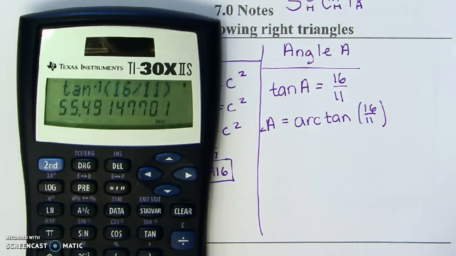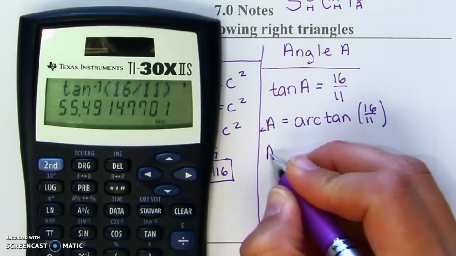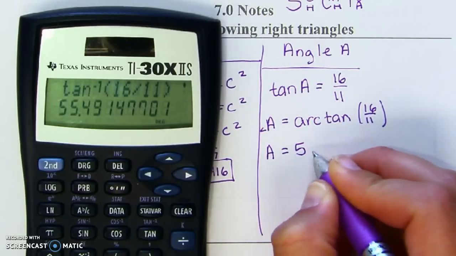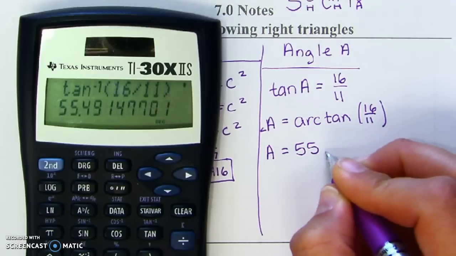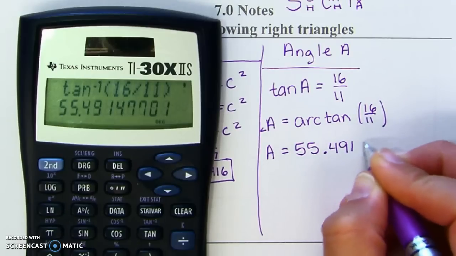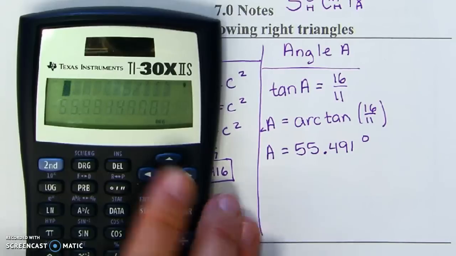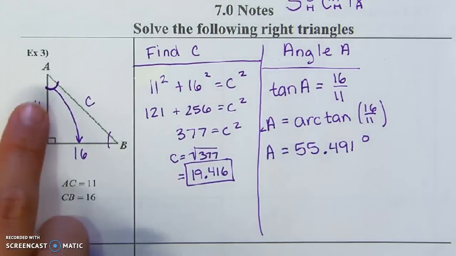Now, how do you know you did it right? Well, angles will be positive, they'll be between 0 and 90, 55.491 degrees. And that's going to be angle A.